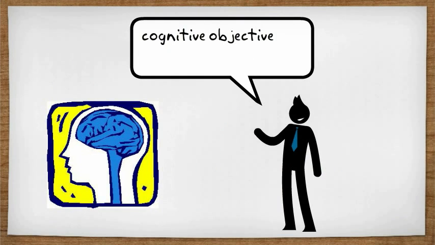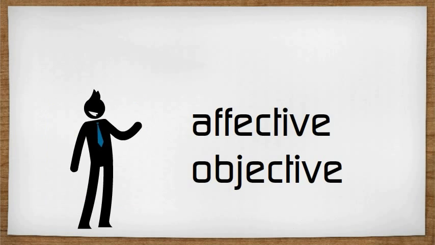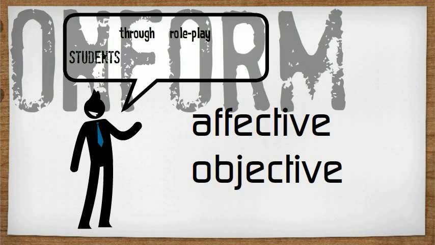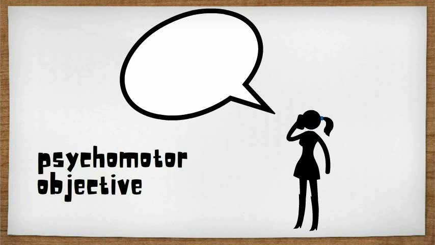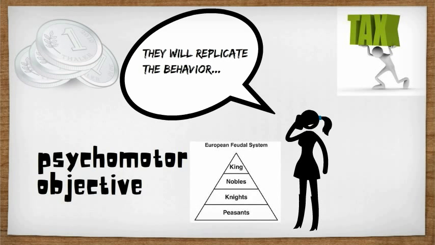The cognitive objective is that students will be able to explain the economic structure of the manorial system. The affective objective is that through role play, students will conform to the economic rules of the manorial system. The psychomotor objective is that students will replicate the economic behavior of the social classes of the feudal system.